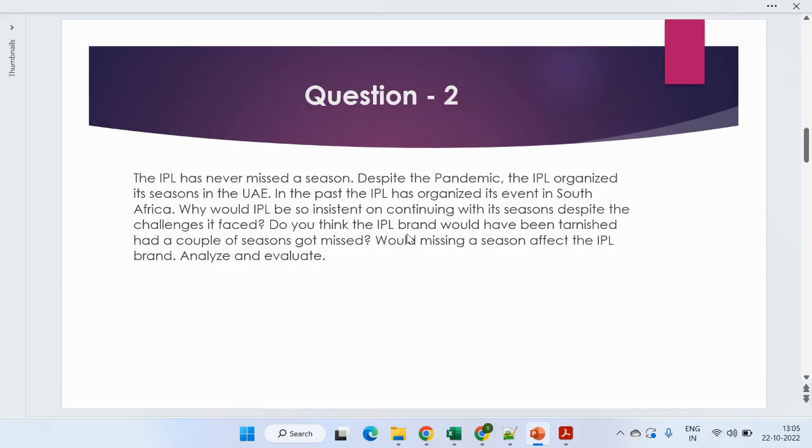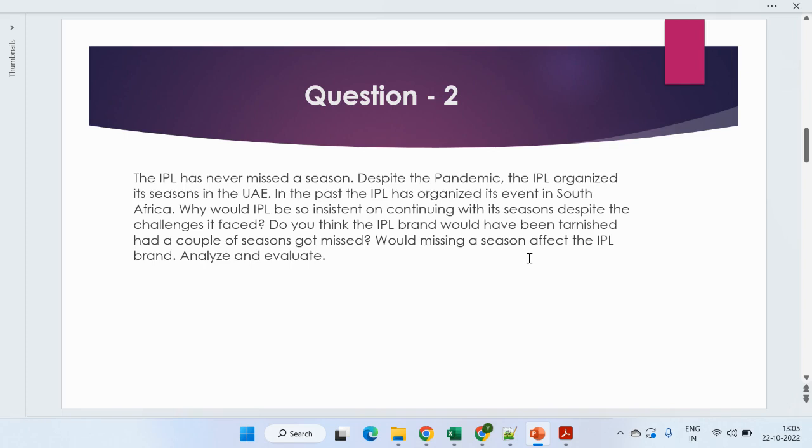Moving to question number 2: the IPL has never missed a season. Despite the pandemic, the IPL organized its season in the UAE. In the past, the IPL has organized its event in South Africa. Why would the IPL be so insistent on continuing with the seasons despite the challenges it faced? Do you think the IPL brand would have been tarnished had a couple of seasons been missed? Would missing a season affect the IPL brand? Analyze and evaluate. So it's talking about the IPL. So cricket lovers, that's the best question for you to answer.